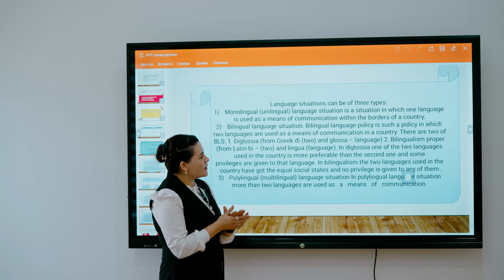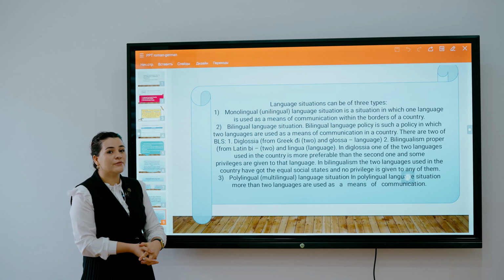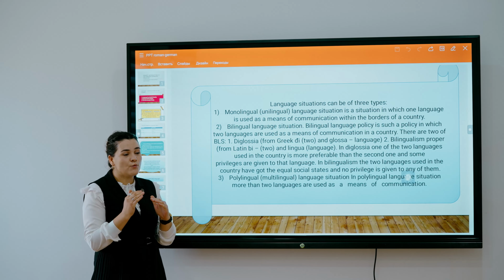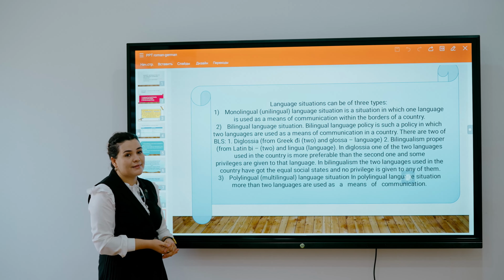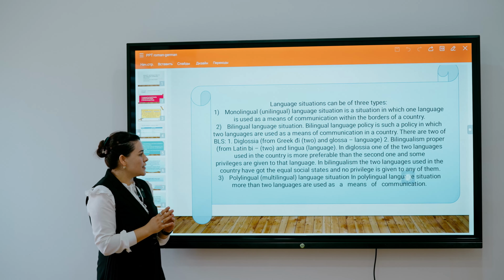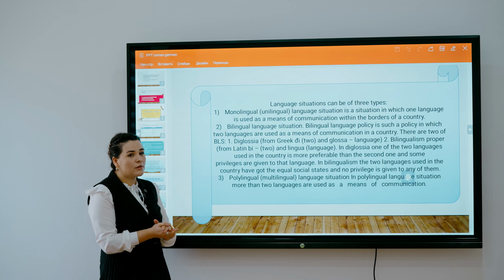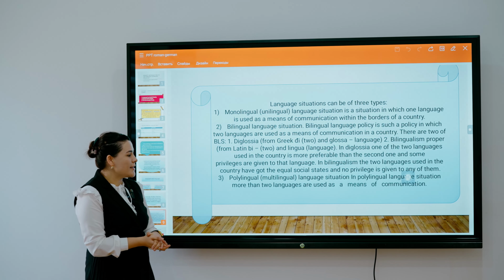In diglossia, one of the two languages used in the country is more preferable than the second one, and some privileges are given to that language. In bilingualism, the two languages used in the country have got equal social status and no privilege is given to any of them.